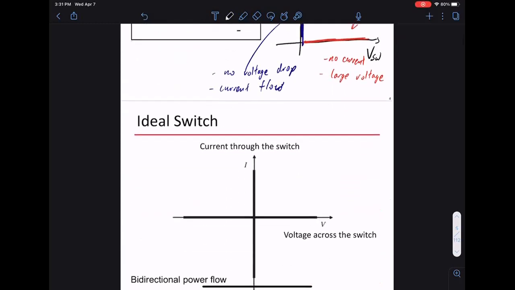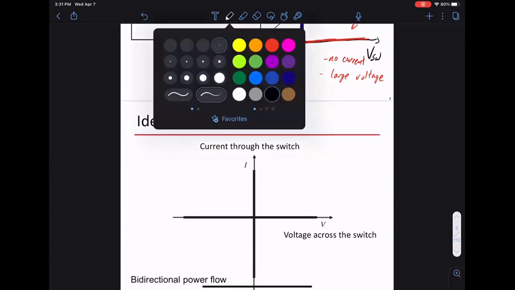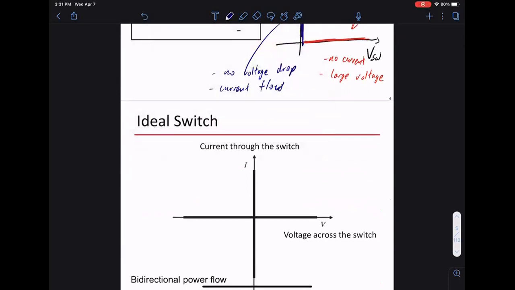Okay, so if you just draw this again, basically what you will see is, for currents through the switch, if it is open, all the current can flow, but no voltage drop. If it is closed, the voltage is very large, but there's no current. This is a very unique IV curve. This is just a voltage-current curve for an ideal switch.